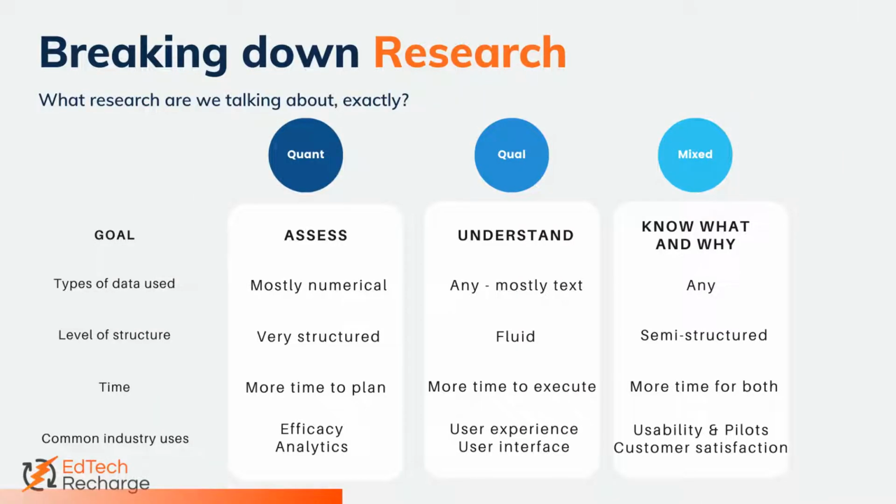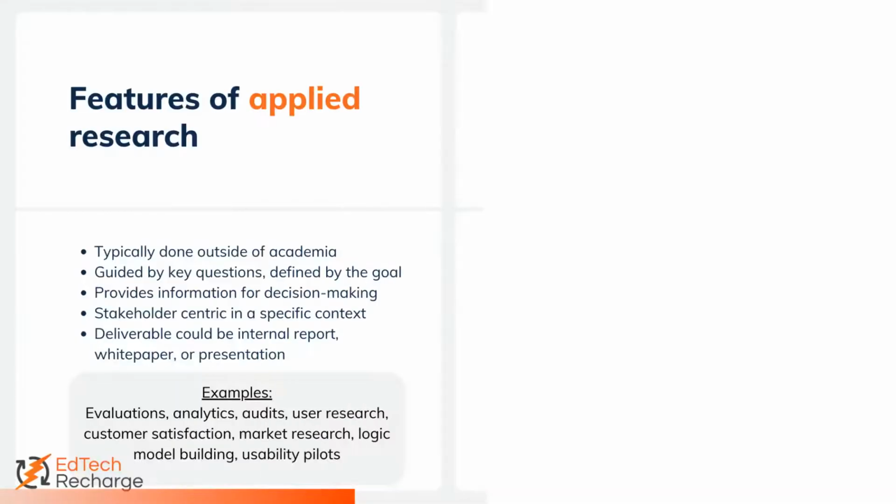Third way of classifying research might be something that a lot of you are familiar with. This classification is based on the methodology we use to conduct our research investigations, commonly broken down into quantitative, qualitative, and mixed methods.